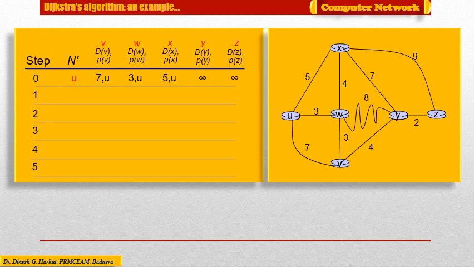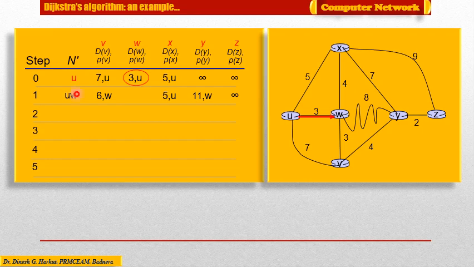Among these three costs, 3 being the smallest, we will add node W to our subset N dash and compute the values accordingly. For the newly added node W in subset N dash, the values come out to be 6W, 5U, 11W and infinity. That is from W to V, the least cost is 3 plus 3, that is 6, and the immediate preceding node for V is W, meaning it is 6W.